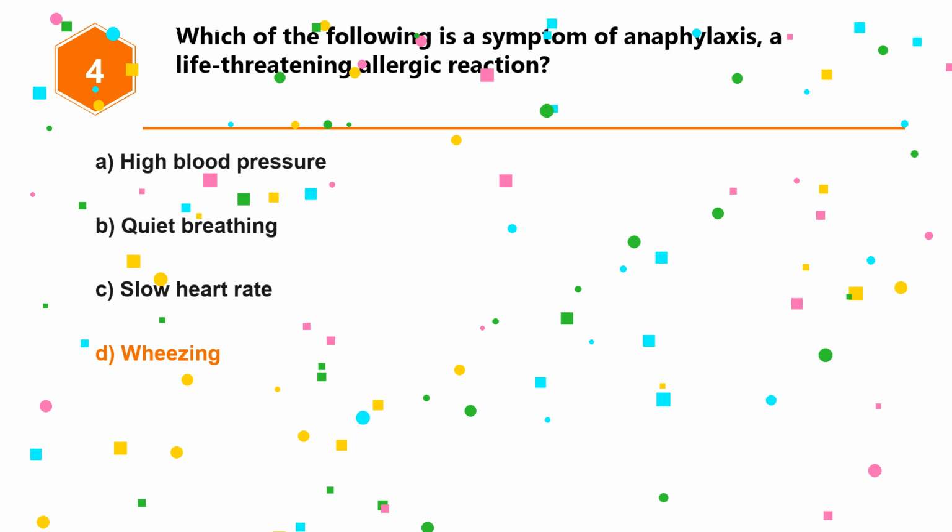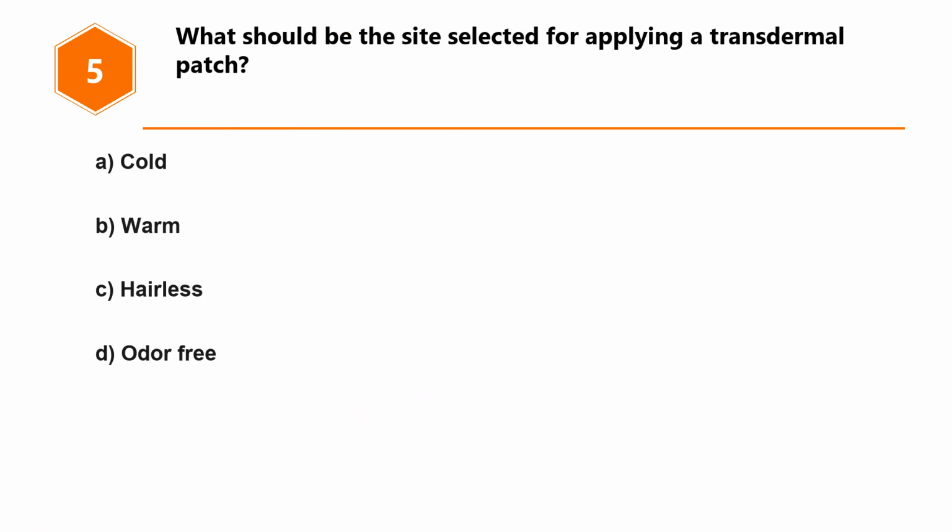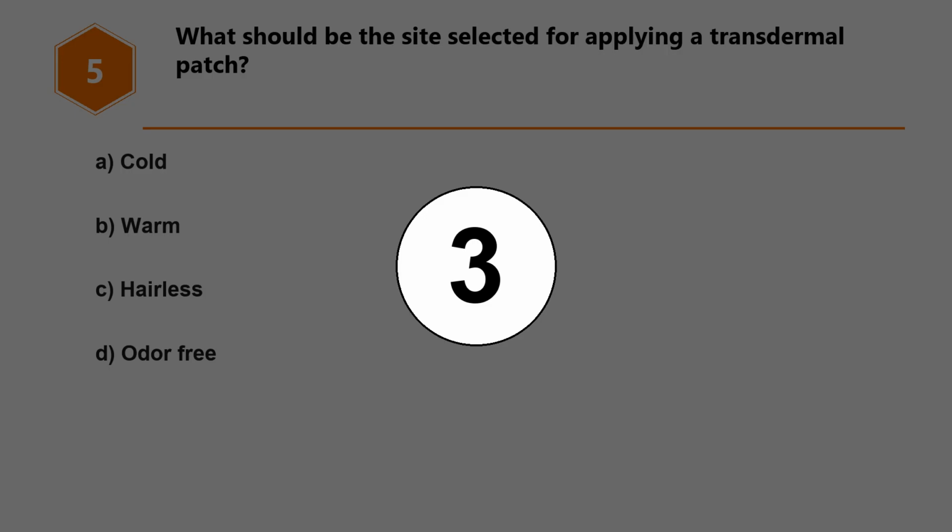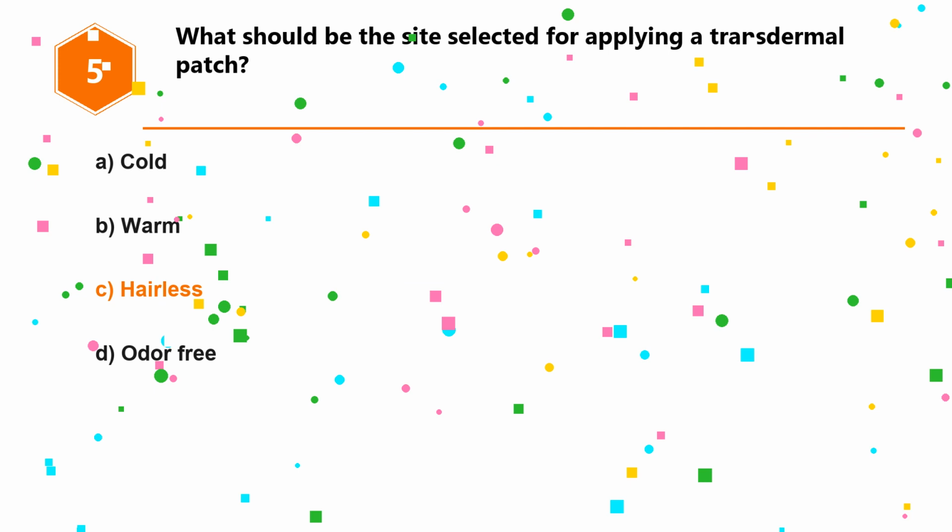Wheezing. Question 5. What should be the site selected for applying a transdermal patch? Option A. Cold. Option B. Warm. Option C. Hairless. Option D. Odor-free. The correct answer is option C.